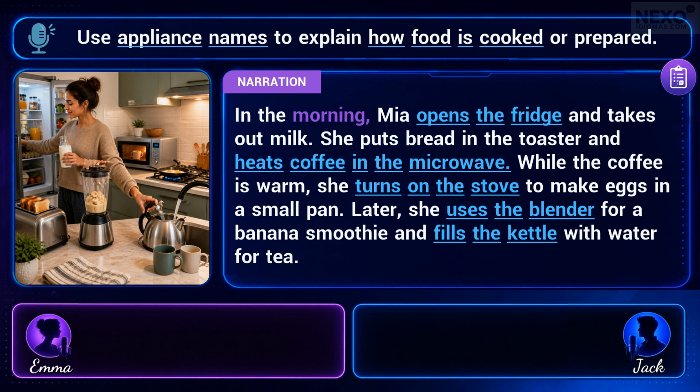In the morning, Mia opens the fridge and takes out milk. She puts bread in the toaster and heats coffee in the microwave. While the coffee is warm, she turns on the stove to make eggs in a small pan. Later, she uses the blender for a banana smoothie and fills the kettle with water for tea.